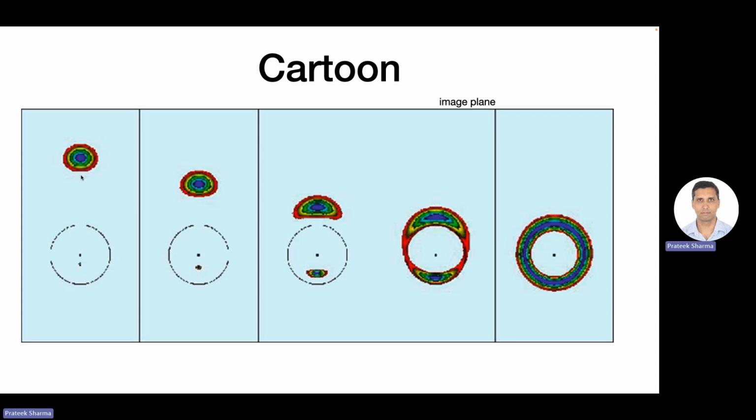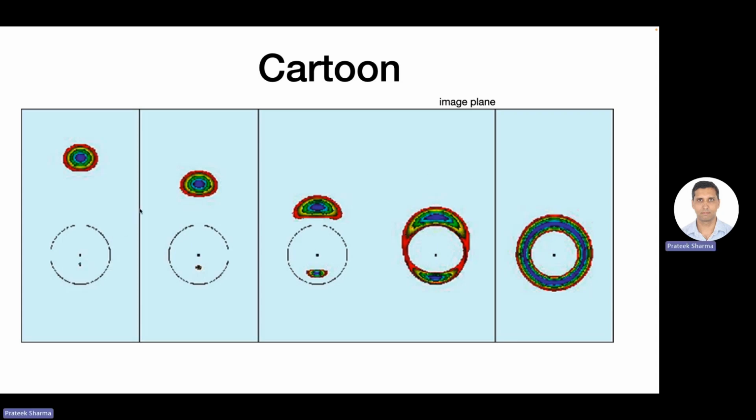So as I bring my source's true location closer and closer, you see the second image becomes more and more prominent, brighter. And when you're approaching this theta E, you start forming this Einstein ring. When the source is at theta E, the true location of the source is behind this point. It forms an Einstein ring, okay?